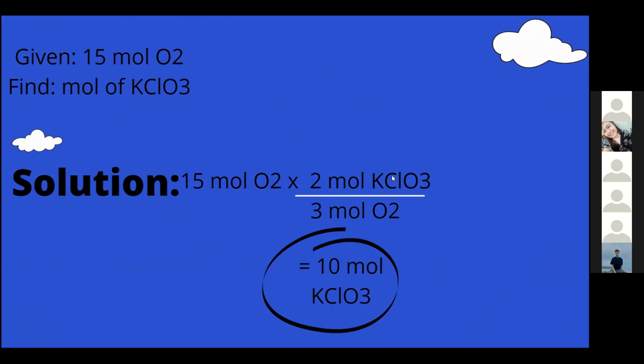The given here is 15 moles of oxygen gas, and we are asked to find the moles of potassium chlorate. Just like the previous problem, we are going to use the formula molar mass times mole ratio. So we substitute the given, which is 15 moles of oxygen gas times the mole ratio of potassium chlorate, which is 2, and 3 for the oxygen gas. So 15 times 2 divided by 3 will give us the result of 10 moles of potassium chlorate.